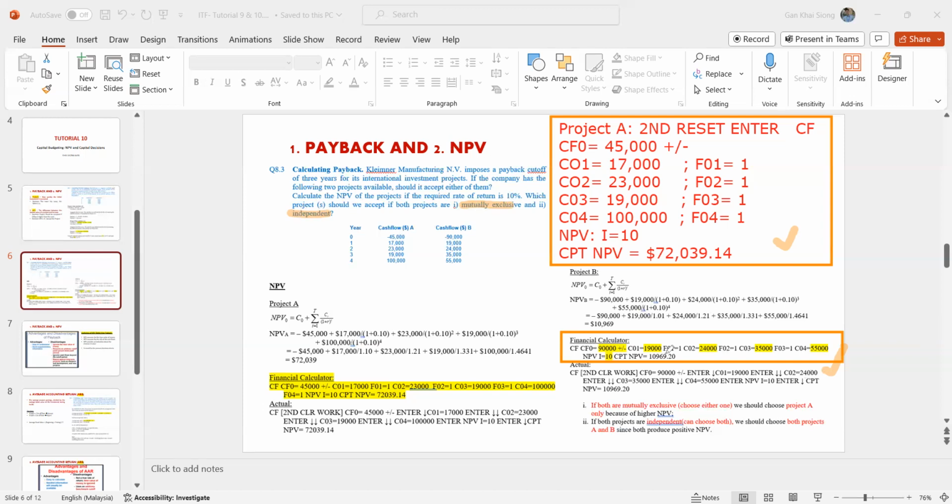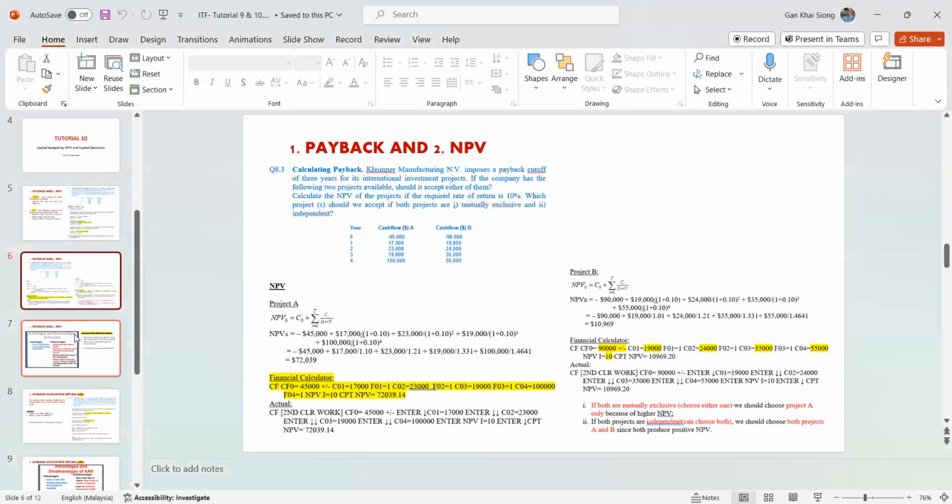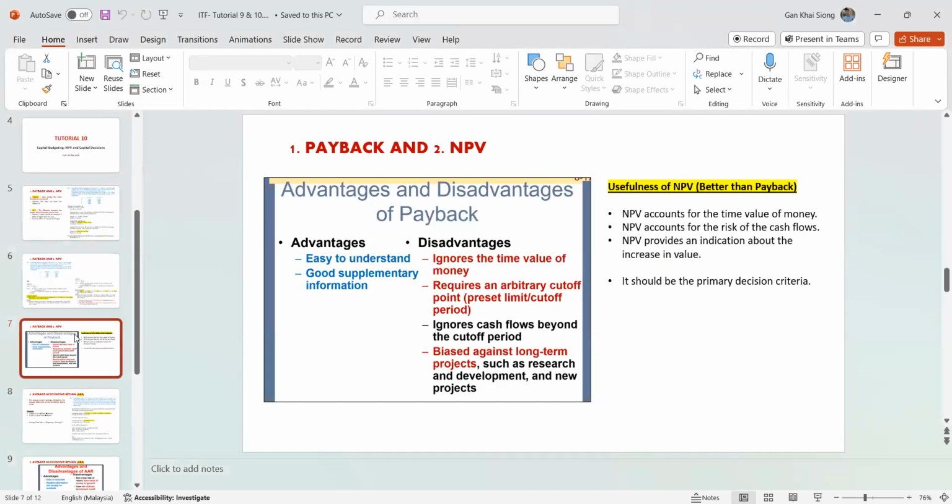Okay, so that basically leads into the next part over here, which is to look into the advantages and disadvantages of the payback period. So you see, payback period is easy to understand, easy to calculate.